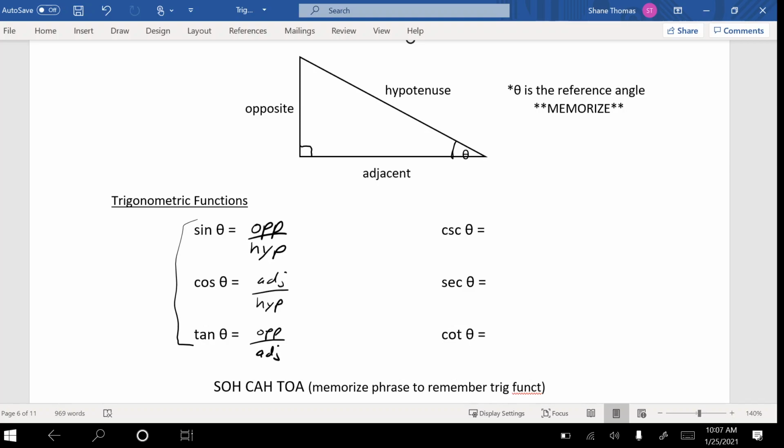SOHCAHTOA. Sine, opposite hypotenuse. Cosine, adjacent hypotenuse. TOA, tangent, opposite adjacent. Now, we struggled with this last year. It's SOHCAHTOA, not something else. We struggled with that last year. People wanted to remember it the wrong way, so then that got them all screwed up.